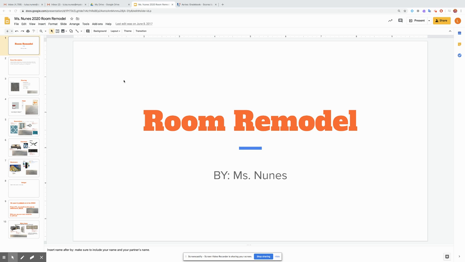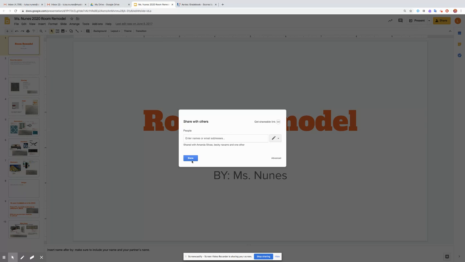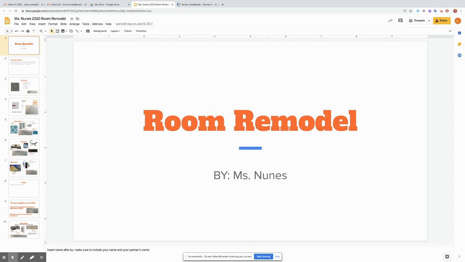So making sure that first of all, you're going to start off by putting your name on your project. This is where you would write your partner's name if you're going to have a partner. From here, you would go to share, click on share, and type your partner's name so you are working on the same project.